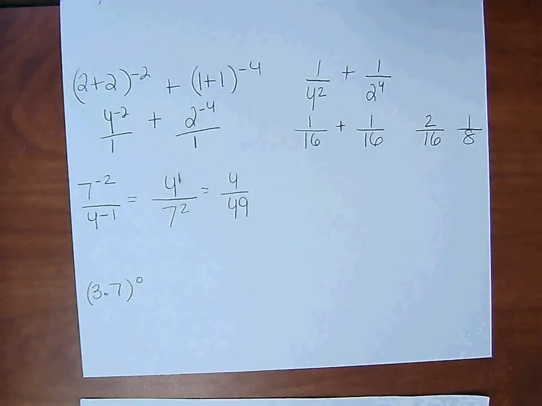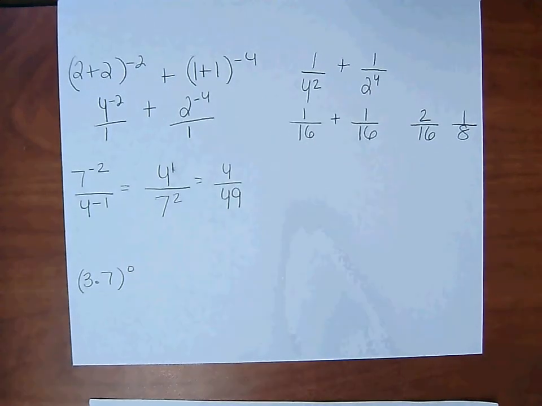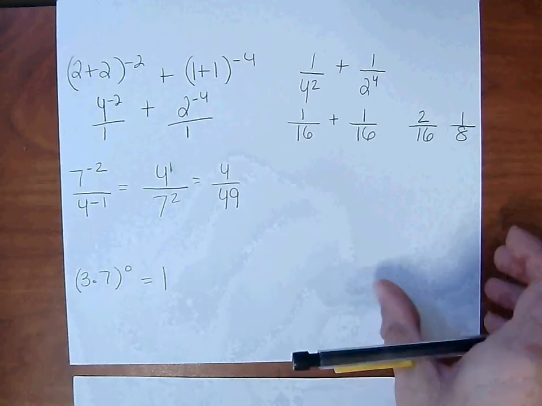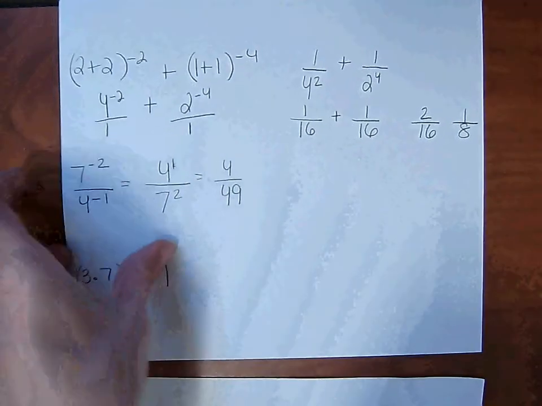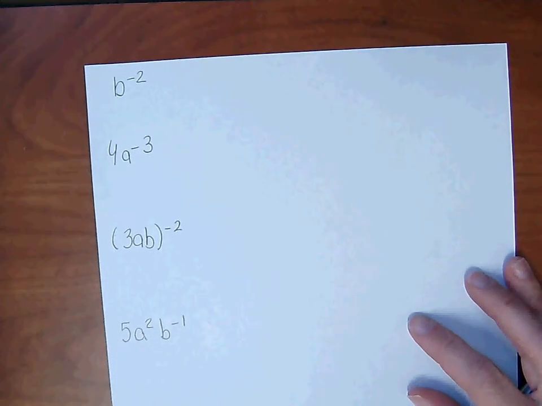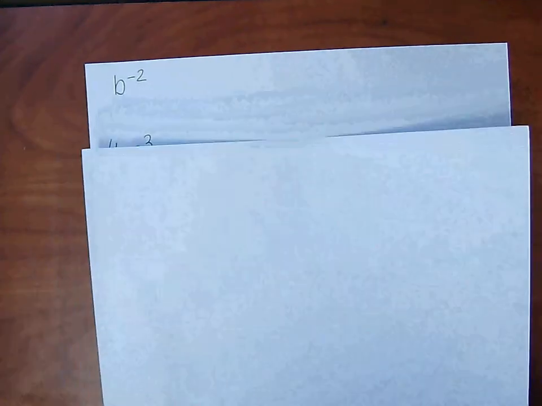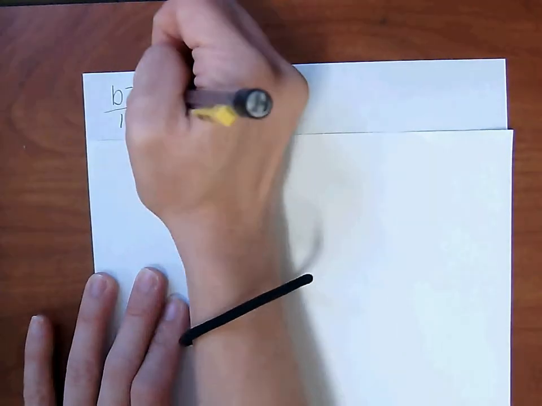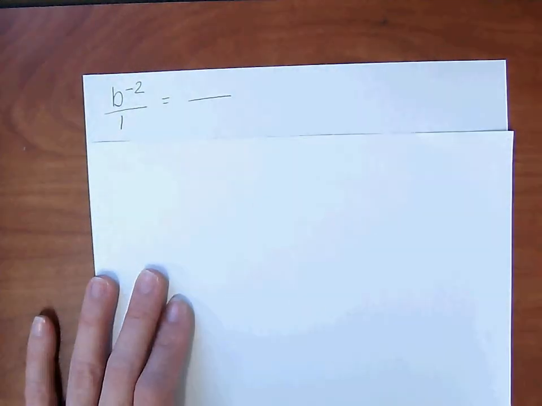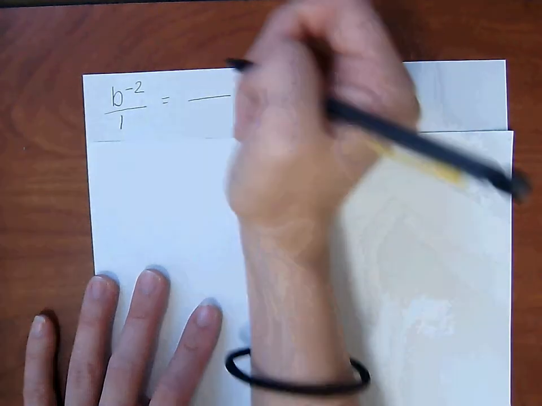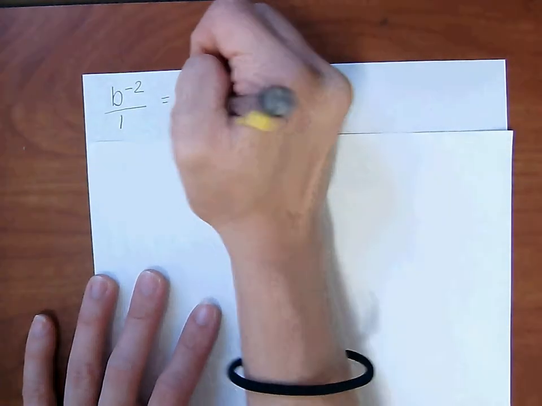3.7 to the 0 power. Well, if you can remember that anything to the 0 power is 1, then you have your answer pretty quick. The rules for integer exponents are the same when variables are involved. So b to the negative 2, make it a fraction. b has a negative exponent in the numerator, so move it to the denominator to become positive, 1 over b squared.